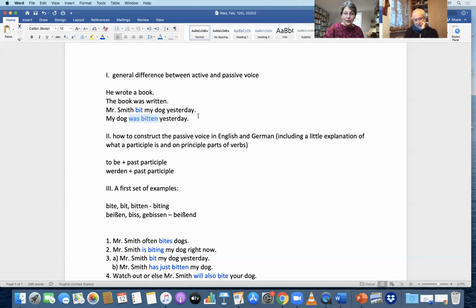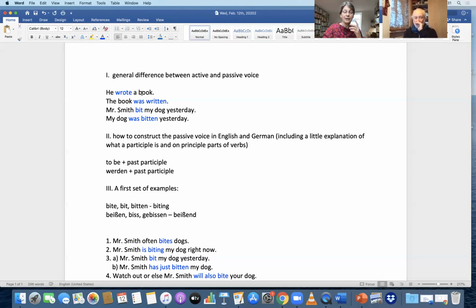Now, generally speaking, this is a good thing to remember. Active voice, subject, doer of deed. Passive voice, subject, recipient of deed, victim. And now we need a general recipe for English and German. And we can already see this a little bit here. Wrote is a main verb, and it's in the simple past. And in English and in German, in the simple present and in the simple past, the verb form consists of only one word, which is the main verb.